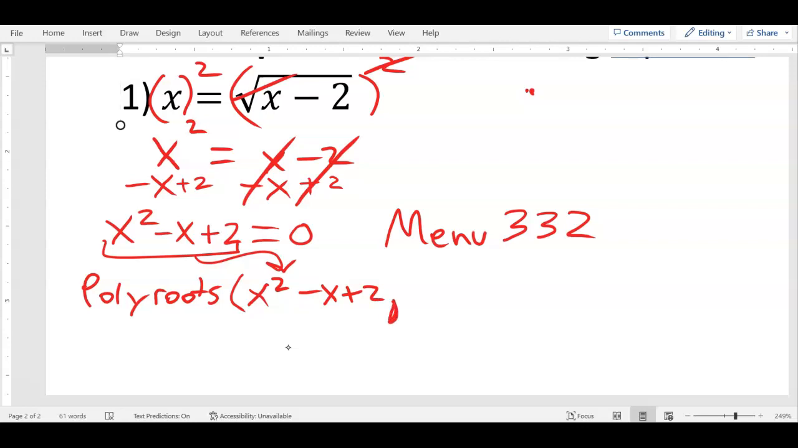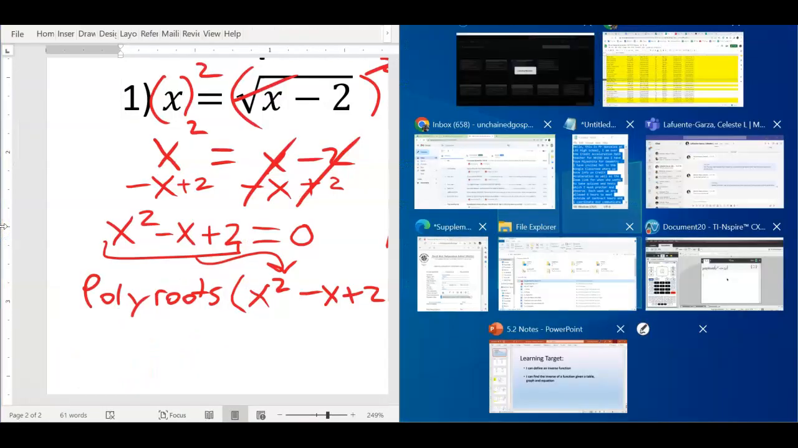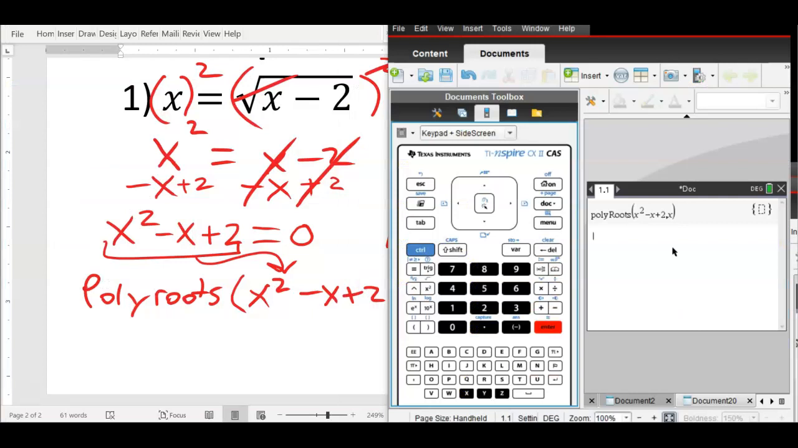And then you cannot forget comma x, okay? Very important. You don't write the equal 0, but you do type comma x. Drag this over here, and then grab this over here. Okay, now.